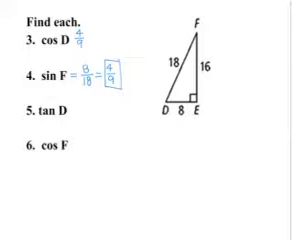All right, so number 5, I'm looking for the tangent of D. So what is my reference angle? D is my reference angle. Where is the opposite, adjacent, and hypotenuse? 16 is the opposite, 8 is the adjacent, and 18 is the hypotenuse from my reference angle D. Which trig function am I looking for? Well, I'm looking for the tangent. What ratio goes with tangent? Okay, tangent is opposite over adjacent.